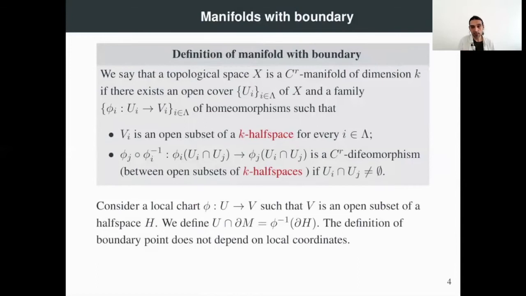that's just the analog of the first part of the definition of a manifold, in which we are just replacing R^k with a k half space. It's that simple. And in the second part, when we consider the change of coordinates, we require that these changes of coordinates are indeed C^r diffeomorphisms between open subsets of k half spaces. Of course, whenever U_i intersection U_j is a non-empty set.